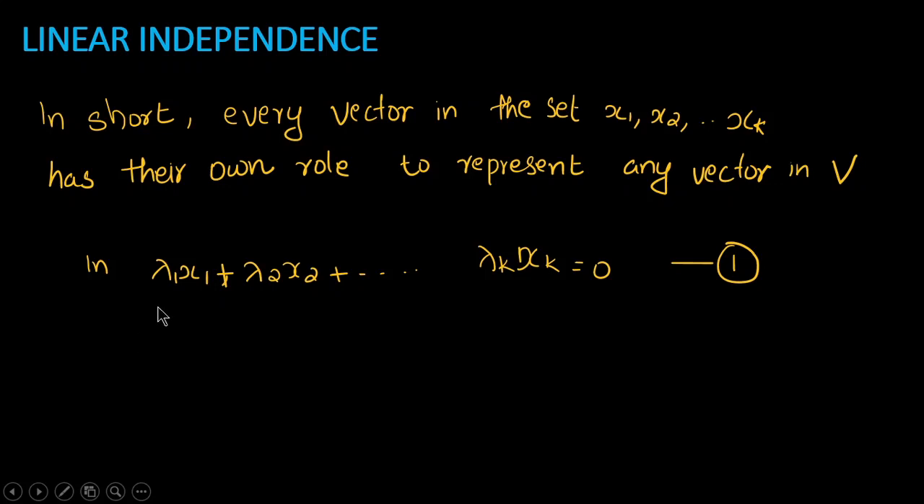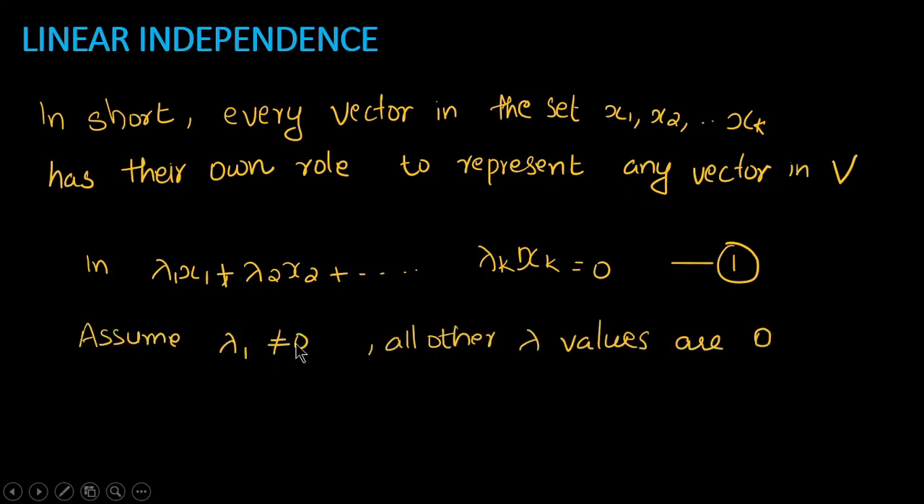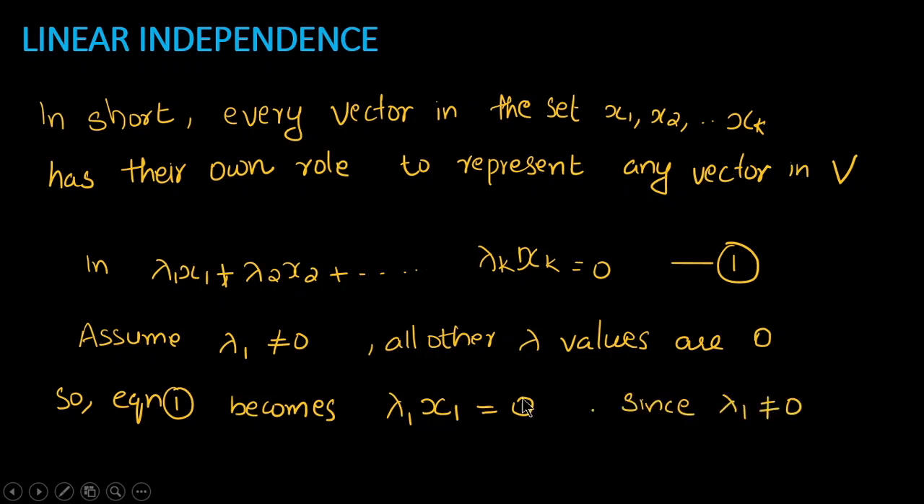And we assume that here lambda 1 is non-zero. When we find the values of lambdas, lambda 1 is non-zero and all other lambda values are zeros. Then what happens when we substitute the values for lambdas here? The equation will be reduced to lambda 1 x1 equal to 0, because all other terms get cancelled since the lambda values are 0. Then we assume that lambda 1 is non-zero. Then to make this equation satisfied, this x1 should be 0. That means vector x1 is a 0 vector.